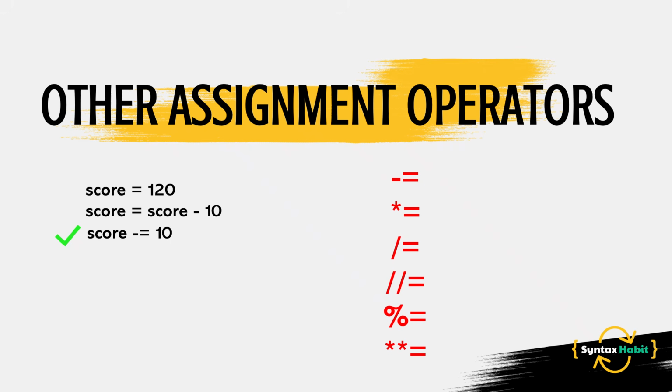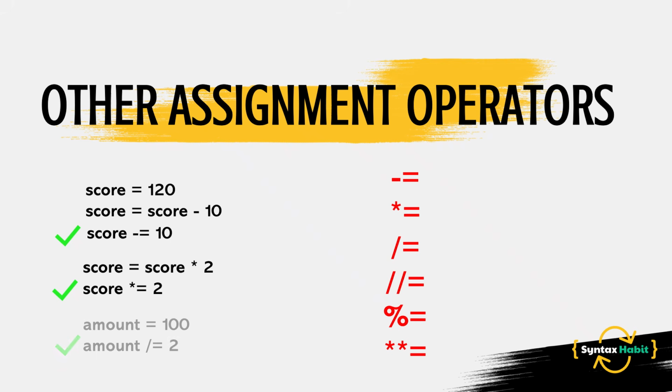We can also use multiplication. Imagine a game where the player's score is doubled when they complete a bonus level, for example. With division, we could use an example such as splitting an amount between two people. The value stored in amount is now 50. There are assignment versions of some of the other arithmetic operators we've already learned. They work using the same basic idea. Python performs the operation and assigns the new result back to the variable.